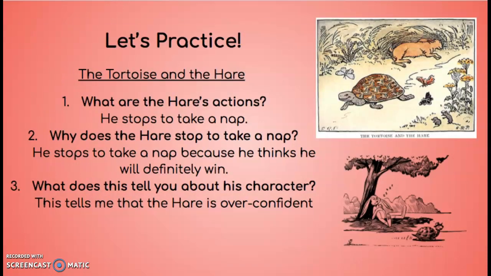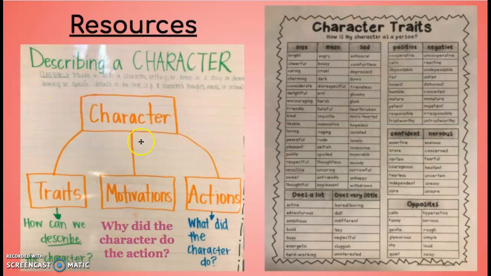So let's do a little practice. We've all read The Tortoise and the Hare. We all know the story. So what are the hare's actions? In the story, he stops to take a nap in the middle of the race, right? Yeah. So why does he do that? He does that because he thinks he's going to win no matter what, right? So what does this tell you about his character? It tells us that the hare is overconfident. Good job.